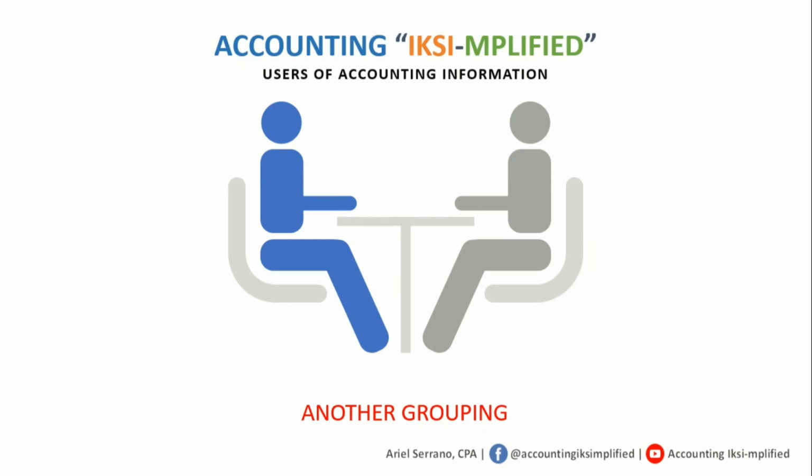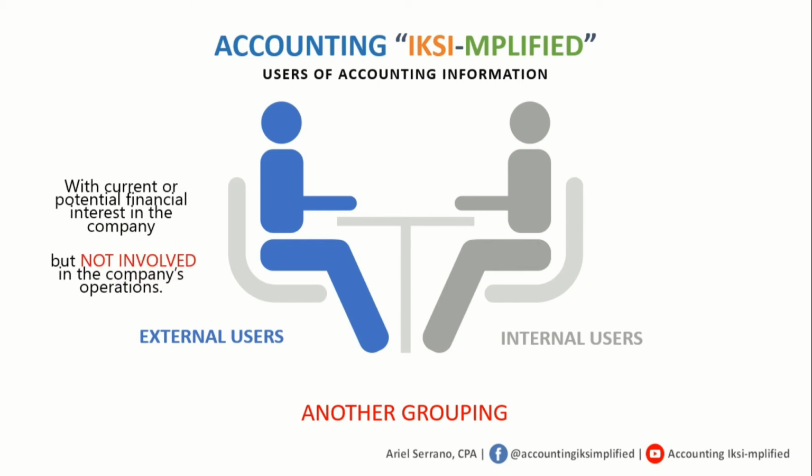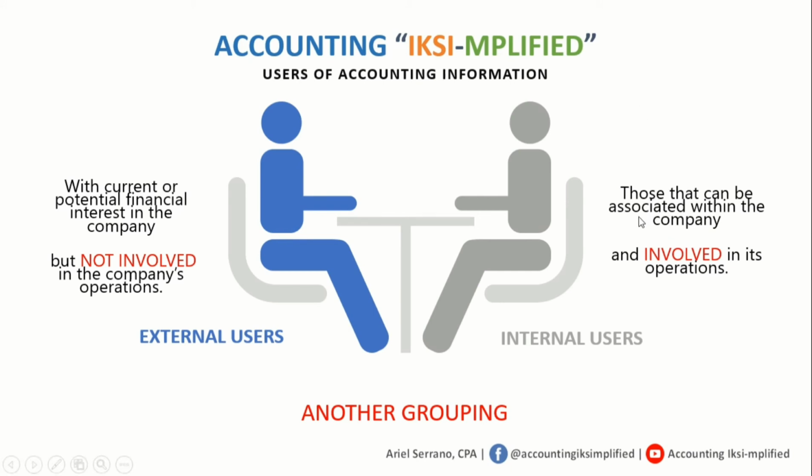Now, we can also categorize or group the users of accounting information into two. And these are your external users and your internal users. By external users, these are the users with current or potential financial interest in the company, but they are not involved in the company's operations. So that's why the term external. By now, you will also notice that by internal, these are internal people within the company's organization, those that can be associated with the company and involved in its operations.